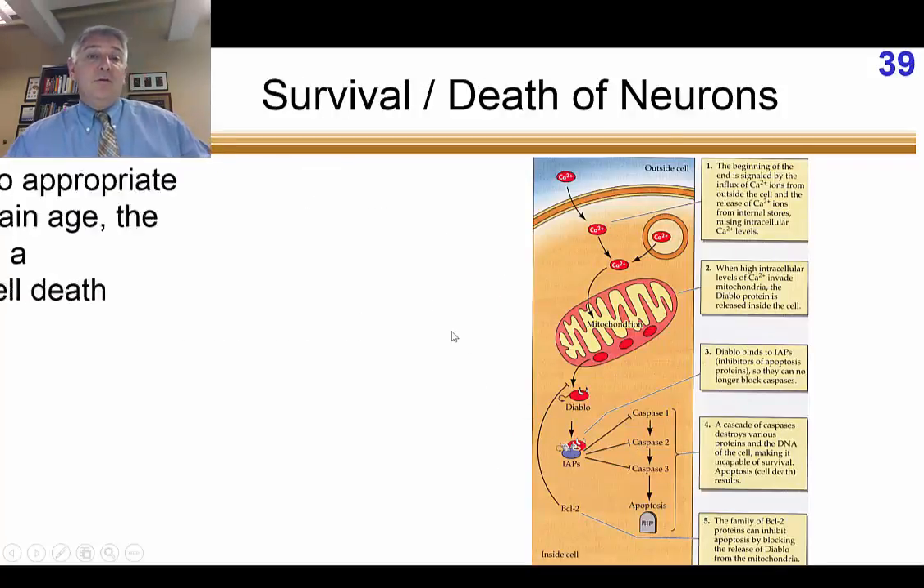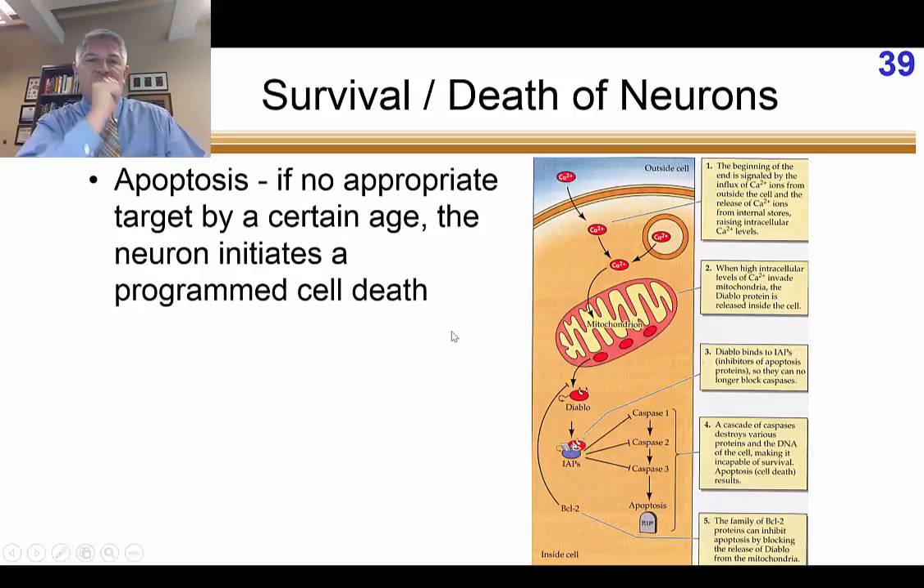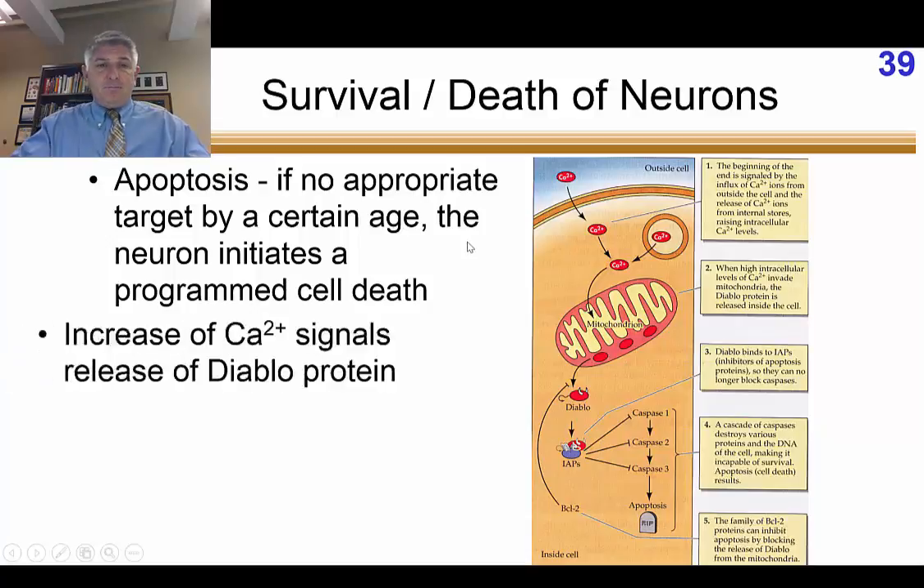All right, apoptosis. If we end up in the wrong place, and how do we know we're not in the right place? Because there's not the right neurotrophic support. Then a cell is going to undergo apoptosis. And it does so through a programmed cell death.